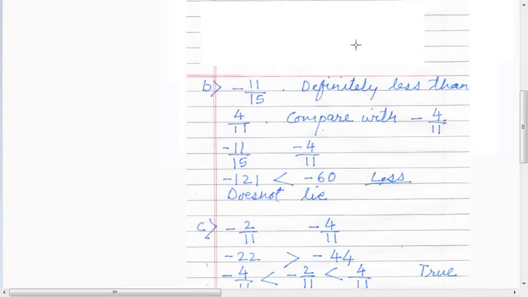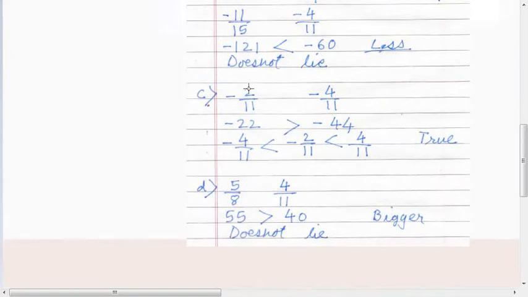Okay. Next. Similarly, minus 2 by 11, compare it with minus 4 by 11 only. Cross multiply, you get minus 22, minus 44. So minus 22 is greater than minus 44. So minus 4 by 11 is less than minus 2 by 11, which is less than 4 by 11.